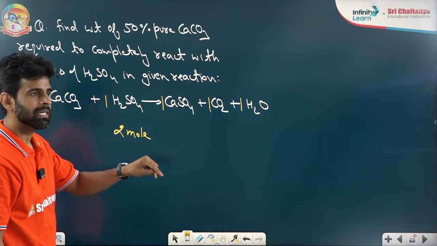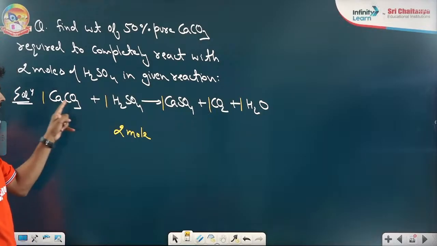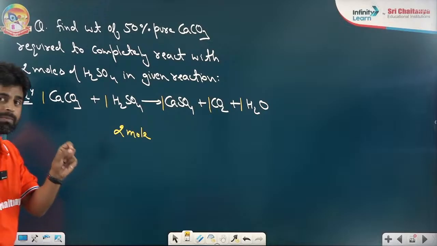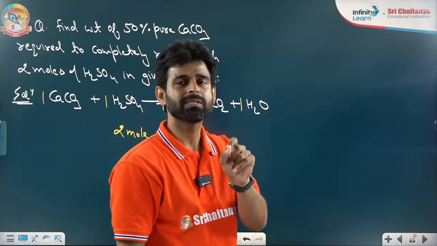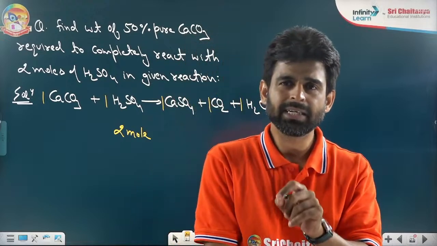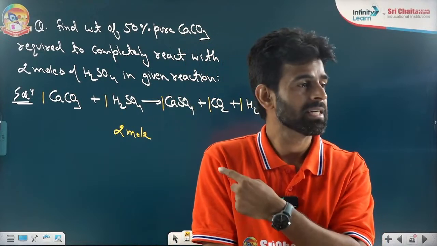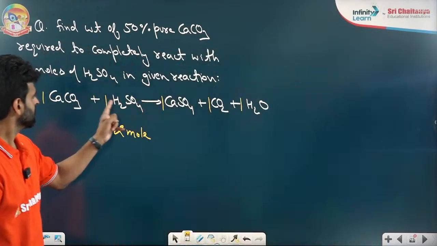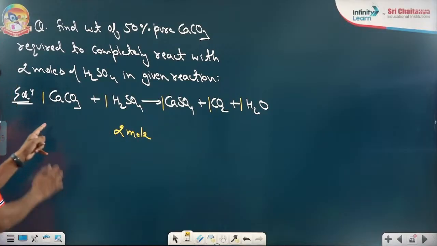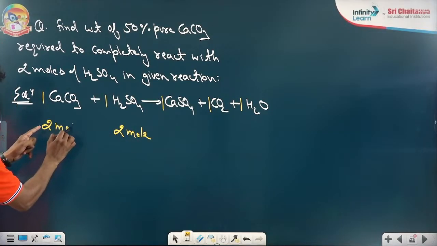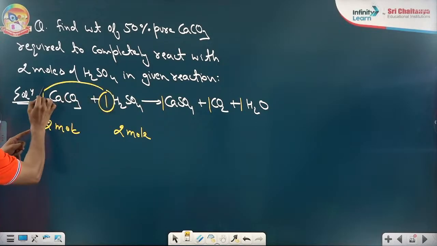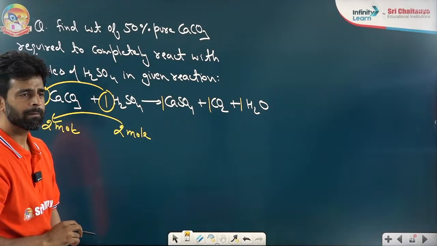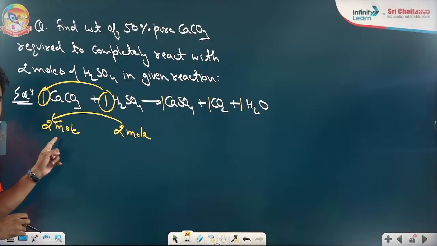So please tell me, if with 1 mole I need 1 mole, with 2 moles I will need how many moles of CaCO3? Tell me, using stoichiometry simply. 1 mole needs 1 mole, 2 moles need 2 moles, that's it. Very easy. So 2 will need how many? 2. Stoichiometry simply.